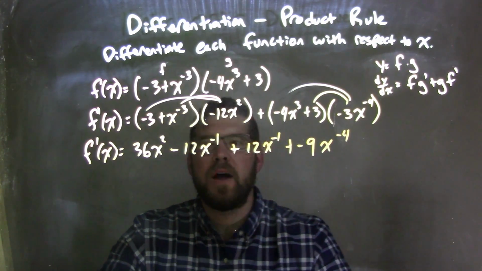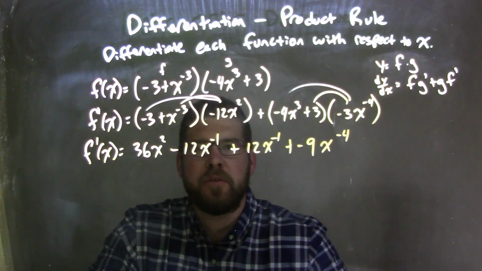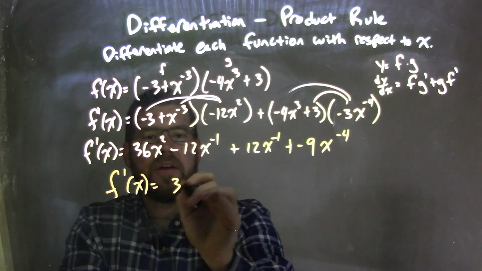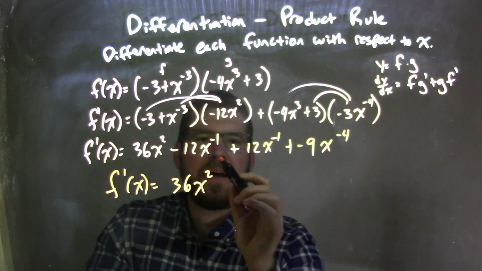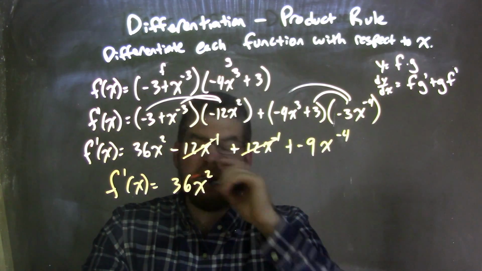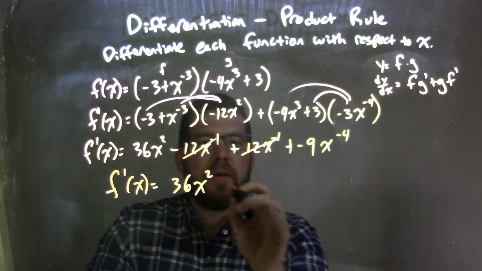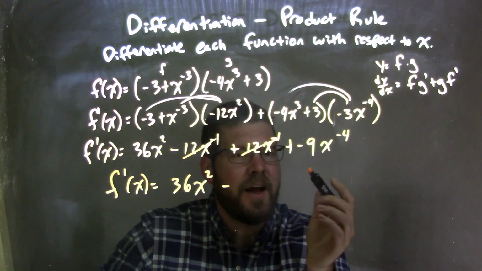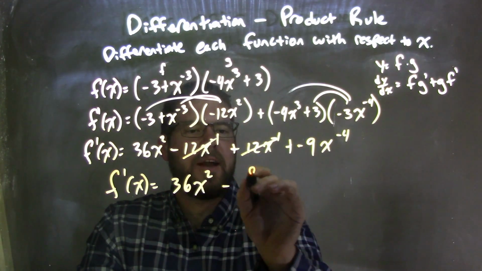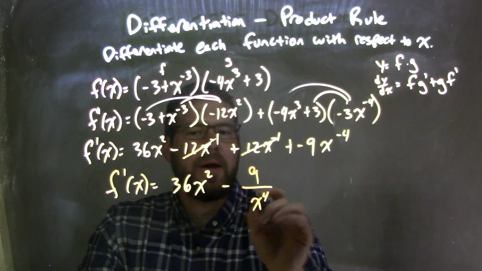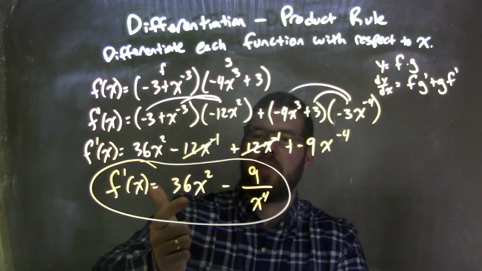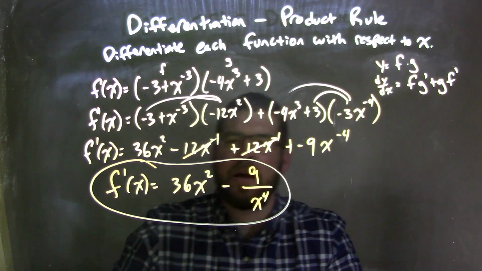Okay, so let's simplify this. Well, let's combine our like terms, put our highest degree first. Highest degree is x squared, I see, so we have f prime of x is equal to 36x squared. Then we have a negative 12x to the negative 1 and a positive 12x to the negative 1. They cancel each other out, right? So we just get 0 there. And then we have subtracting 9 times x to the negative fourth power. Let's make that a positive exponent. So we have minus 9 up top over x to the positive fourth power. And there we have it. Okay? We have our derivative. f prime of x is equal to 36x squared minus 9 over x to the fourth.